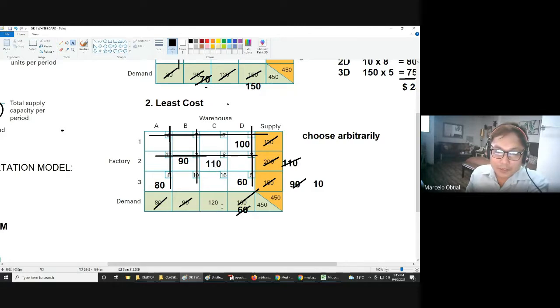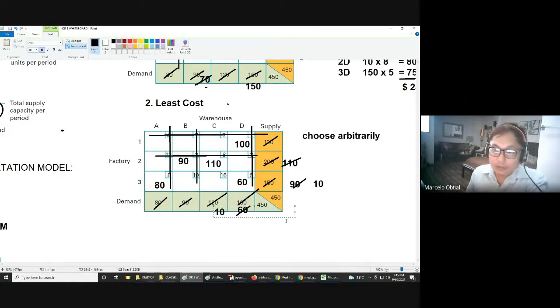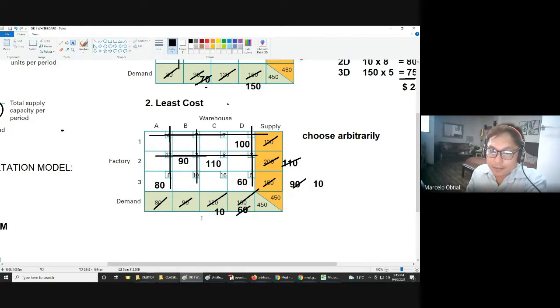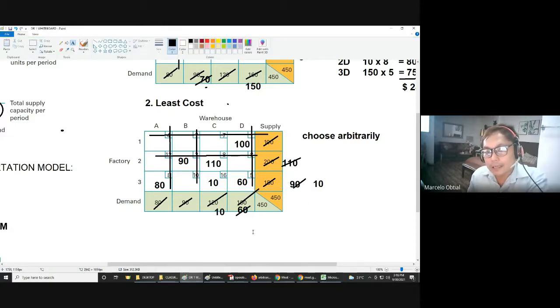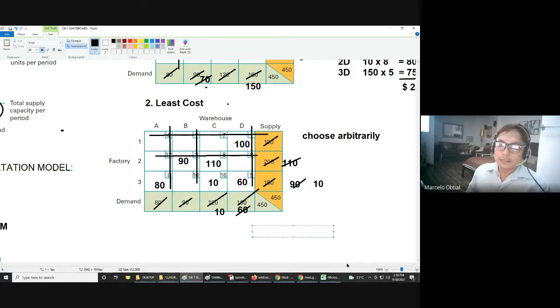Nakalimutan natin mag-minus ito kanina, no? Okay, it's my fault. 110 minus 120 is equal to 10. That is why yung last, pansinin nyo, 10, 10, no? So, 0, 0 na siya. May mali tayo doon kanina, hindi talaga siya mag-equal sa 0 yung pinakalas. Okay? So, next, the same pa rin yung procedure.